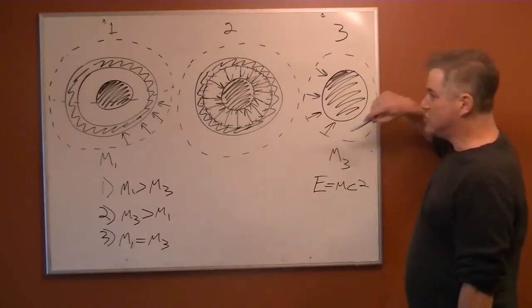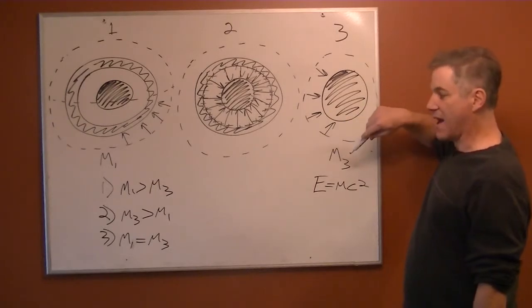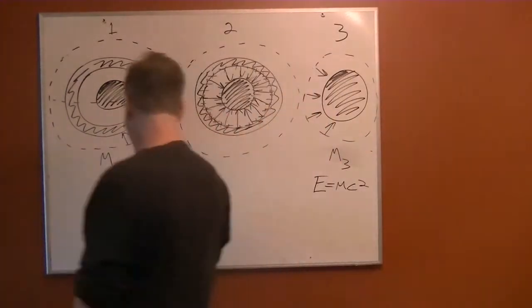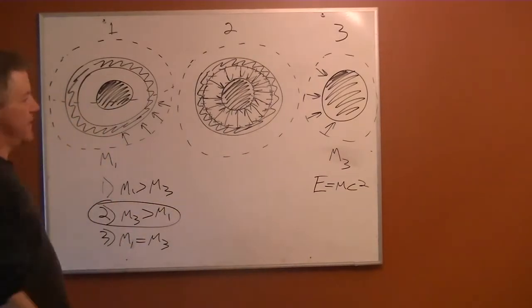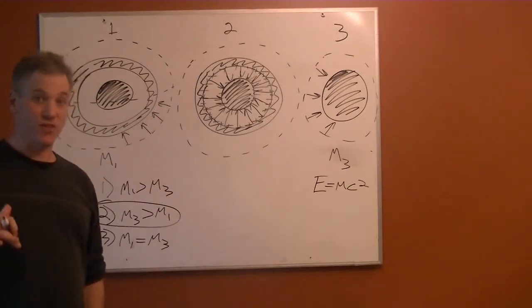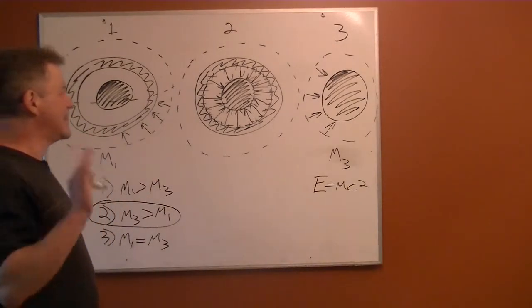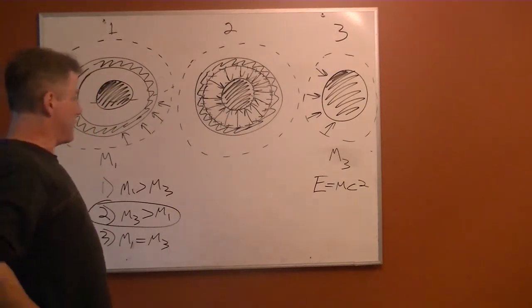Gauss's law is just that good. Gauss's law will register the extra mass, and we will find that the extra mass does register and M3 is larger than M1. Let's try something else. Let's look at that middle step.